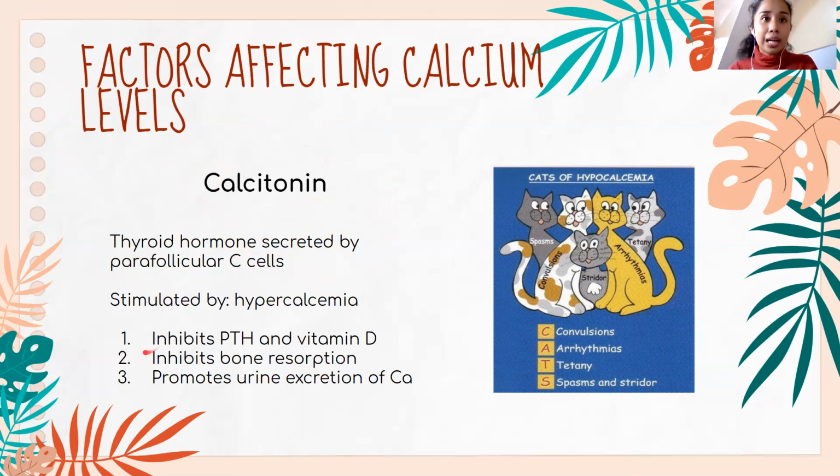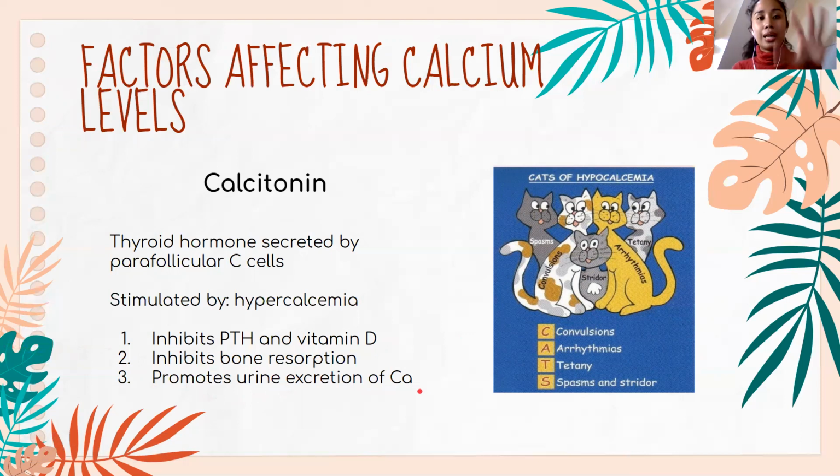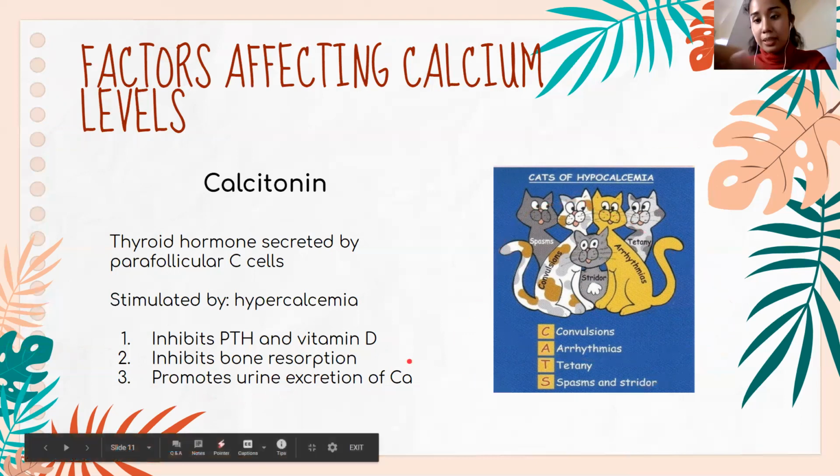Now calcitonin will inhibit your parathyroid hormone and vitamin D. They say, guys, calm down, our calcium is already high. It inhibits bone resorption and promotes excretion of calcium, instead of reabsorption of calcium. So, it completely does the opposite. Later we will discuss hypocalcemia.